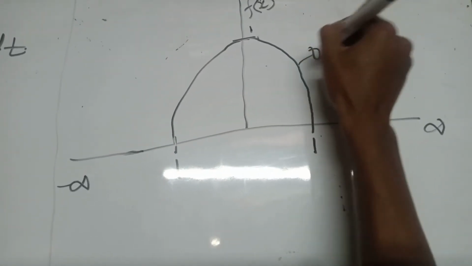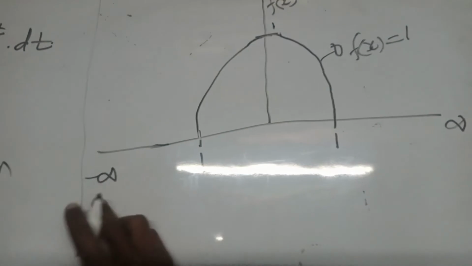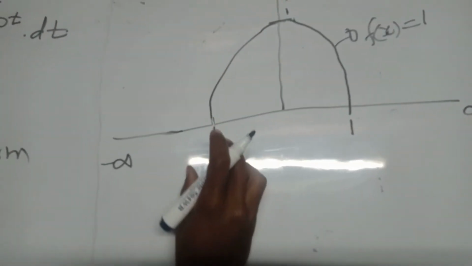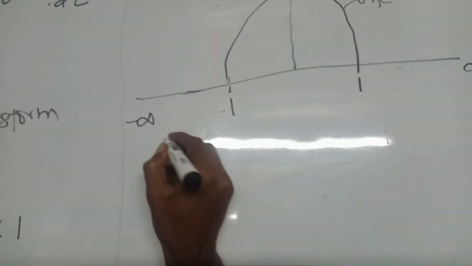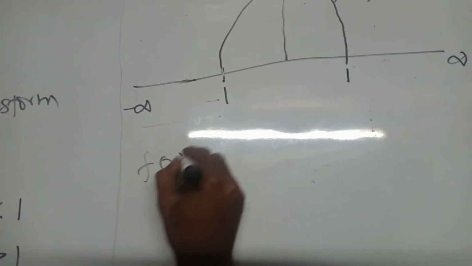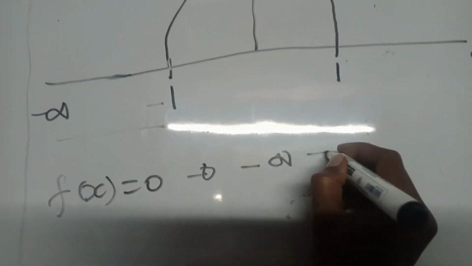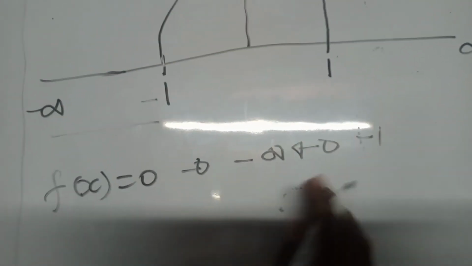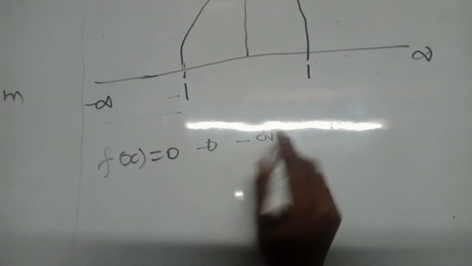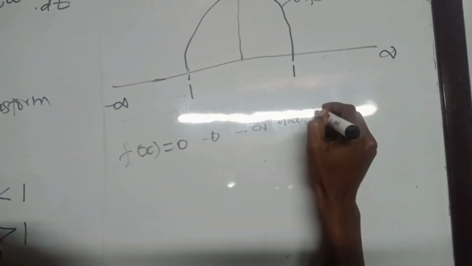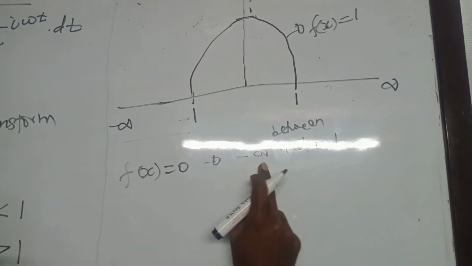So this line is f of x is equal to 1. You see, this is going to negative infinity, so our part is negative 1 and 1. So we have 3 sections in this graph. We have this section which represents f of x is equal to 0, that is between negative infinity and negative 1.